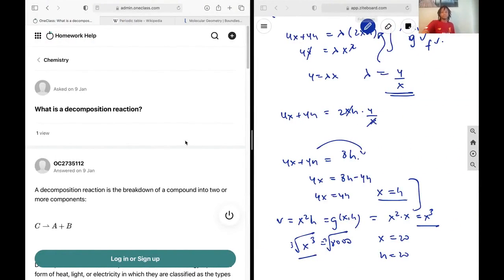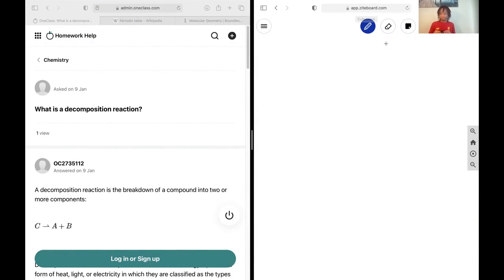Okay, so for our first question, we would like to find out what a decomposition reaction is. A decomposition reaction is the breakdown of a compound into its two or more components. It's typically the state the components would take at room temperature.